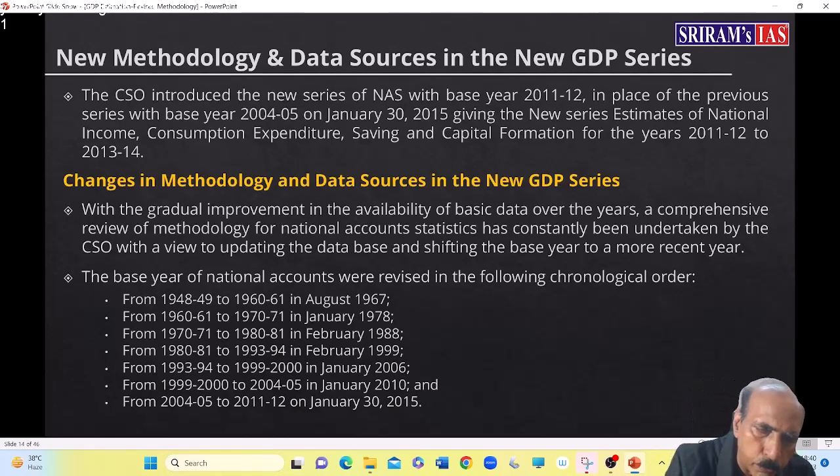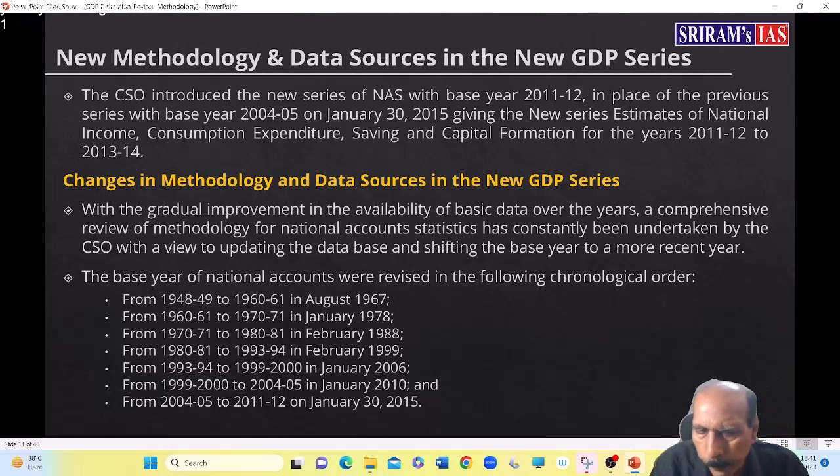You see that right from 48, 49 till now, how many times we have changed the base year, which I have given here chronologically. 48, 49 to 60, 61, the base year was changed in 67. 60, 61 to 70, 71, base year changed in 78. And the last change which we have introduced is 2015, when we changed the base year from 2004-05 to 2011-12. And this is the latest base we are using even at the moment to calculate the GDP.